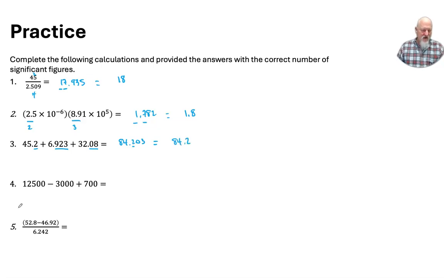All right? The next one's a mixture of addition and subtraction. So let's do the calculation. 12500, 3000. We're going to subtract those. And then we're going to add 700. We're going to get 10,200.